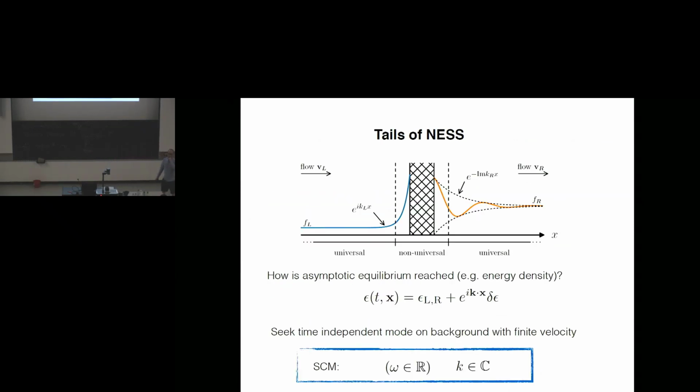So now let me tell you a little bit more what I mean by these tails of the non-equilibrium steady state. So you see now the schematic makes a little bit more sense. This just means there is an obstacle here, and this is the direction in which translation symmetry is broken. So then from this nonlinear region, there will be a spatial decay, and this spatial decay should be characterized by something that is analogous to quasi-normal modes.